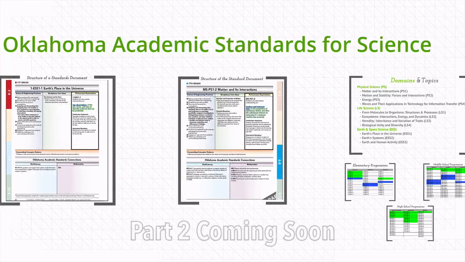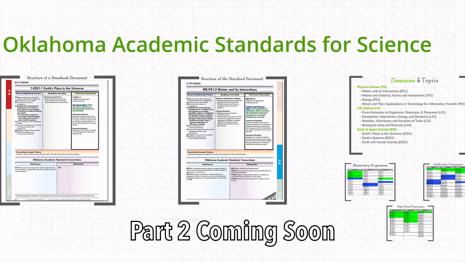I hope this provides a comprehensive overview of the structure and layout of the Oklahoma Academic Standards for Science. If you have additional questions, please visit the Oklahoma State Department of Education website.